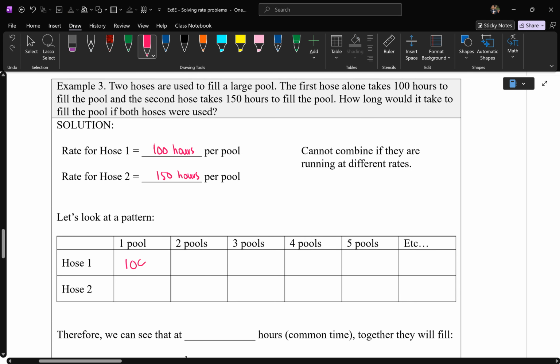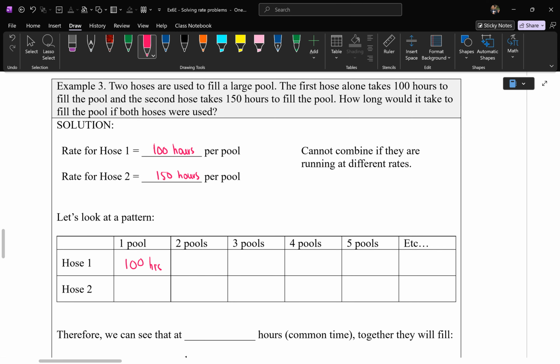So for the first hose, it's 100 hours. 100 hours to fill up one pool. But if I use that same hose, it can technically fill 2 pools.